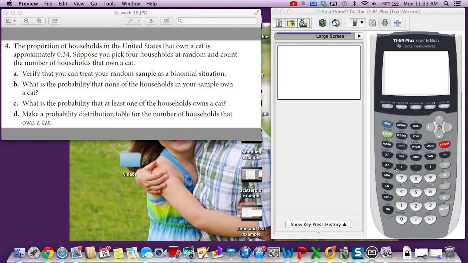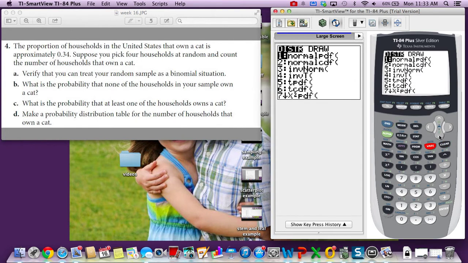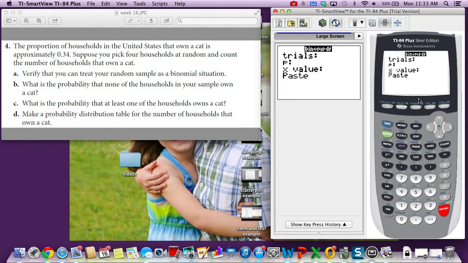Then we're going to look at what is the probability that none of the households in your sample own a cat. So now we're going to be in distribution. Second VARS is your distributions. And we're looking at 0 cats, so we are doing a binomial distribution. We're looking at exactly 0 cats, so we want a PDF. A PDF is exactly 0. We have 4 trials. Our probability of a success, p, is 0.34. And our x value that we're looking for is 0.